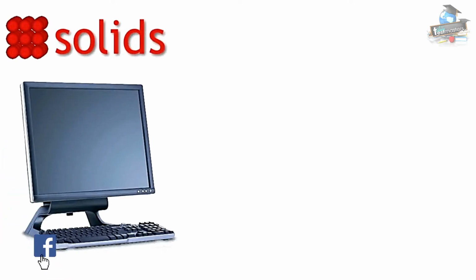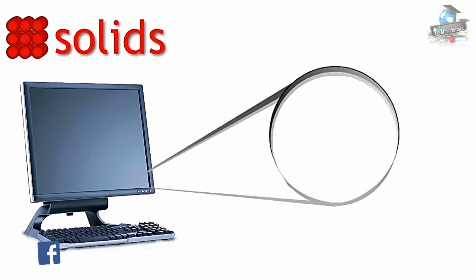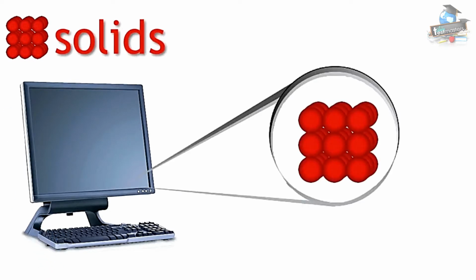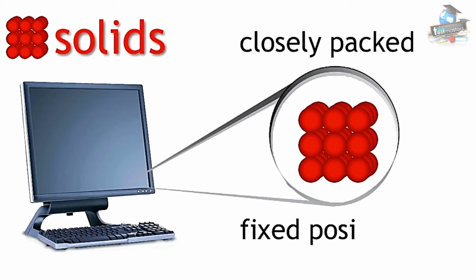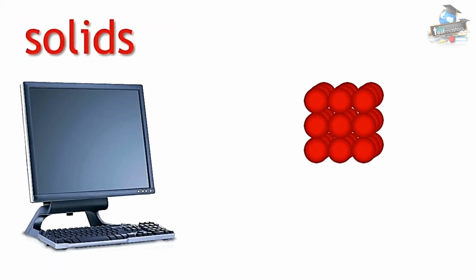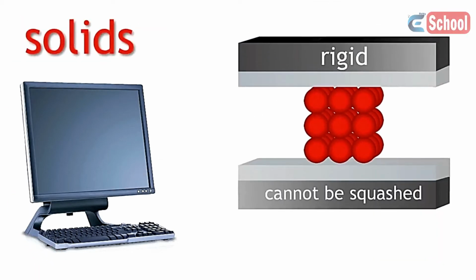An example of a solid is your computer. The properties of solids depend on how the particles in solids are packed. In a solid, the particles are closely packed in fixed positions and cannot move anywhere. So, solids are rigid, cannot be squashed or compressed, and have a fixed shape and a fixed volume. They cannot flow.